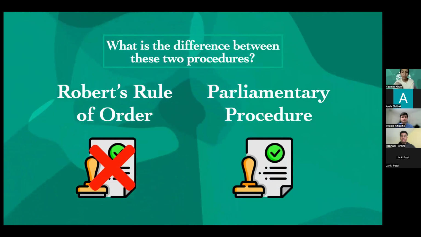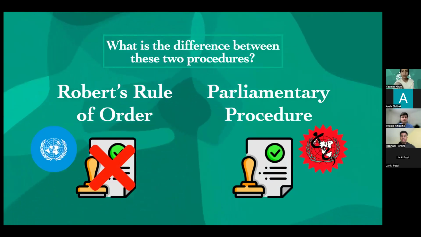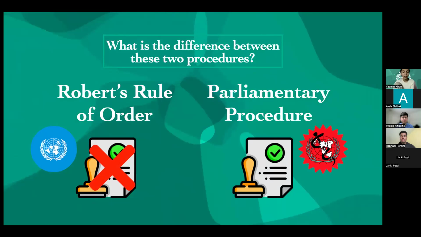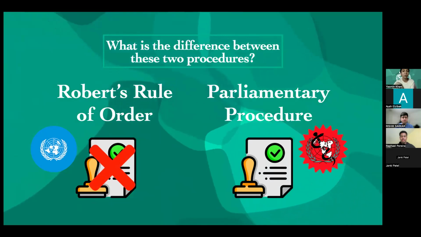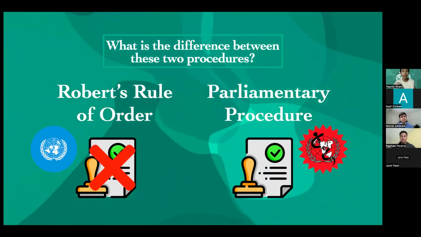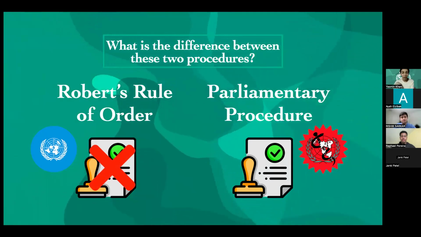So we also talked about how these two are different in terms of what they look like in the real world. So these two procedures make Model UN and the actual UN look very different from each other. The United Nations is not a parliament, so it's more Robert's Rule of Order. That means that the actual UN doesn't make or change laws. The actual UN just gives advice, it just gives recommendations. And the parliamentary procedure aspect is more similar to Model UN, right?